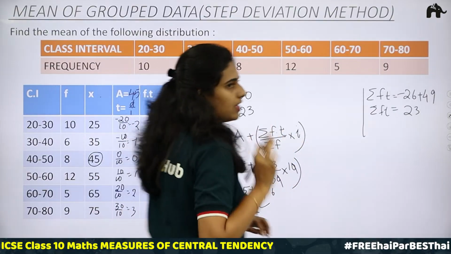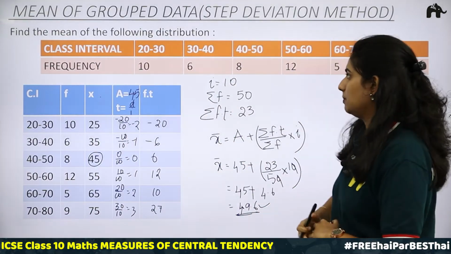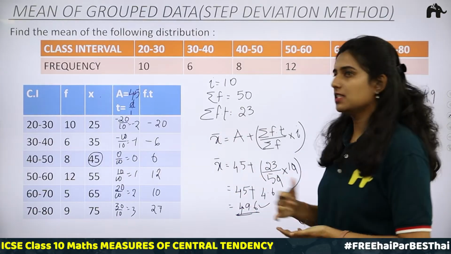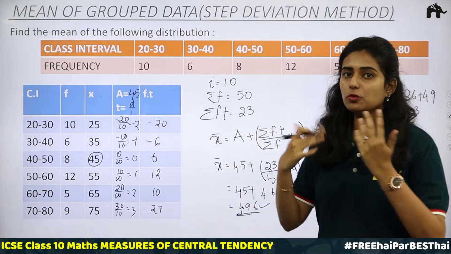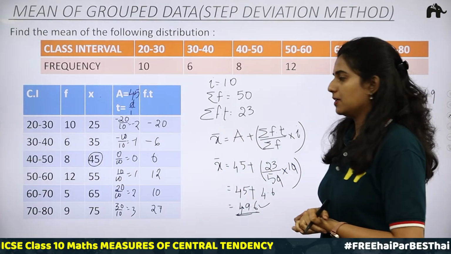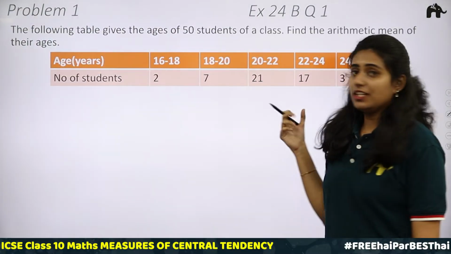So, this is the same answer we got when we did it with the direct method and shortcut method. The mean will be the same whatever the method is; the method just becomes simpler. Compared to the direct method, you have to do more multiplications. Here the products are simpler ones. Okay. Let us now solve problems from exercise 24B.